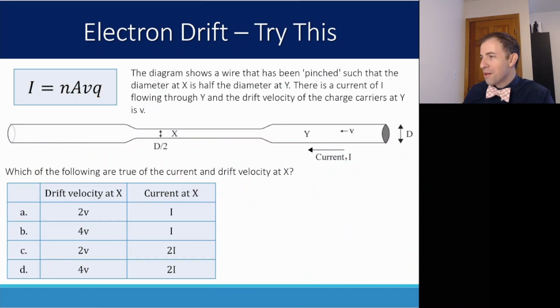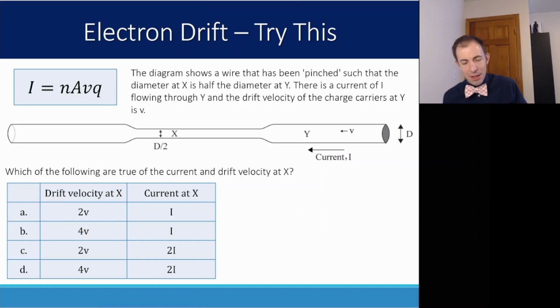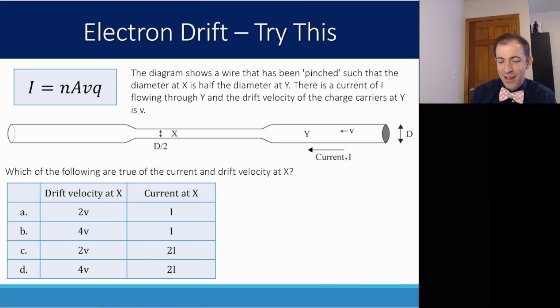All right, one other example here. This is an old IB question, the classic IB format of giving you a table of data and then having to identify which row is correct. Well, here we have a diagram showing a wire that has been pinched such that the diameter at X is half the diameter at Y. There's a current of I flowing through Y, and the drift velocity of the current at Y is V. Which of the following is true of the current and drift velocity at X?